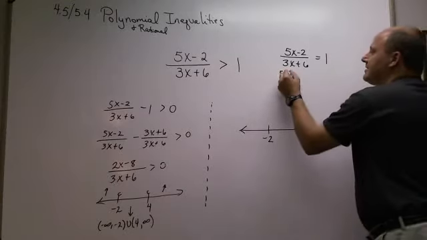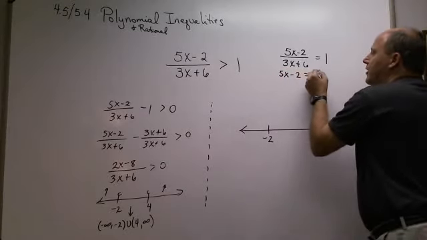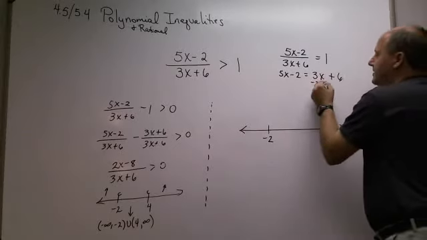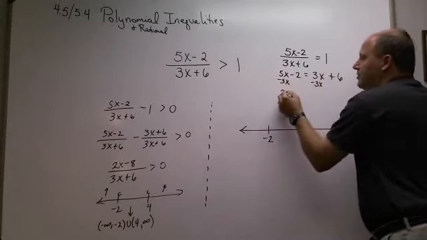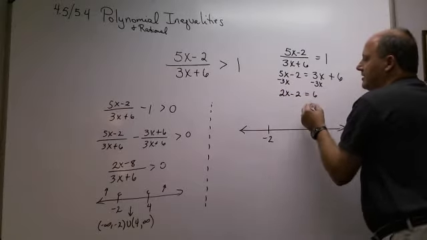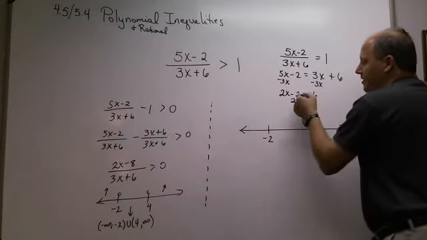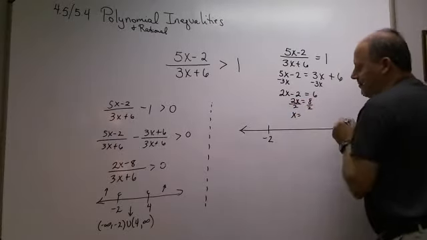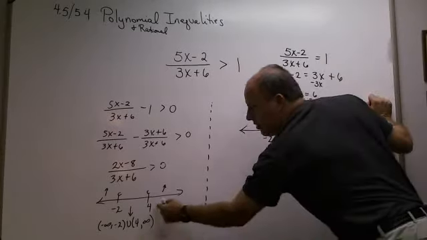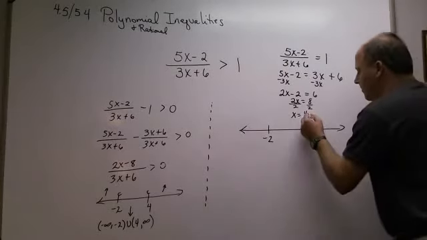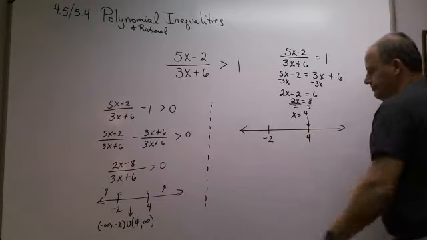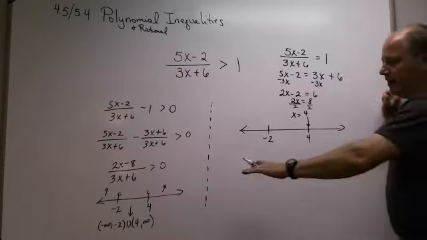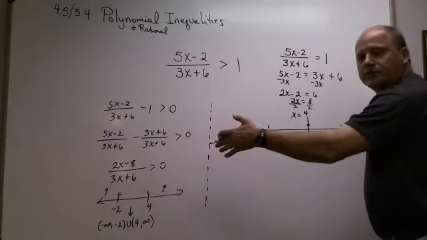So it becomes 5x minus 2 equals 3x plus 6. Then subtract 3x, and that's 2x minus 2 equals 6. And so 2x equals 8 when you add the 2 to the other side. Divide by 2, x equals 8 divided by 2, which is 4. Okay? And again, the ends, we're going to be 2/3 on that one.